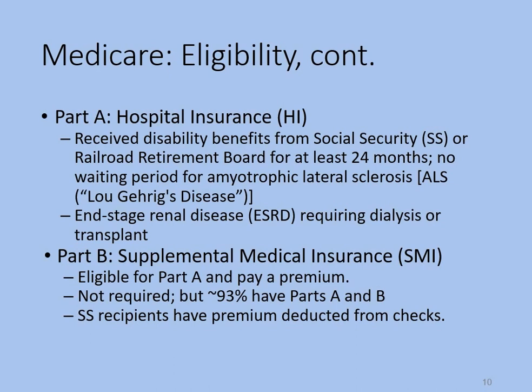Part B, supplemental medical insurance, eligible for Part A and pay a premium. Not eligible, but 93% have Parts A and B. These social supplemental medical insurance recipients have premium deducted from checks. So these are other kinds of patients that have diseases or conditions that have kept them from working. And so these are like supplemental plans where they at least get some benefit from Medicare.